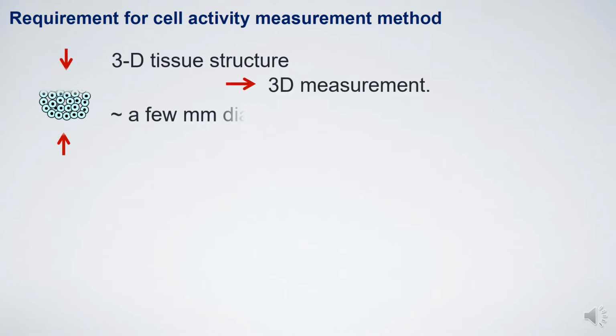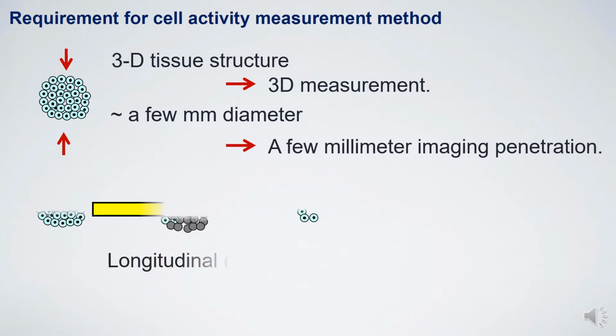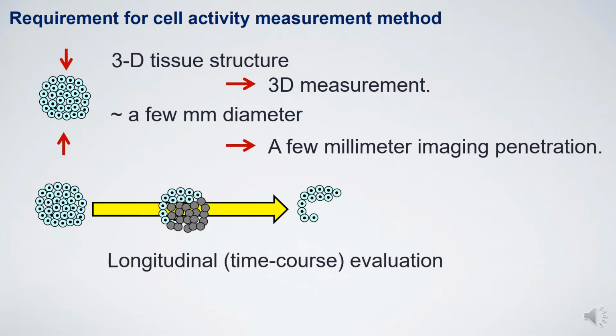From this perspective, we can clarify which properties we need in our imaging modality. At first, spheroid is a 3D structure, so our method should provide three-dimensional measurement. In addition, spheroids have a few millimeter diameter, so our method should have a sufficient penetration depth. Also, longitudinal study is required, so our method should be non-invasive.